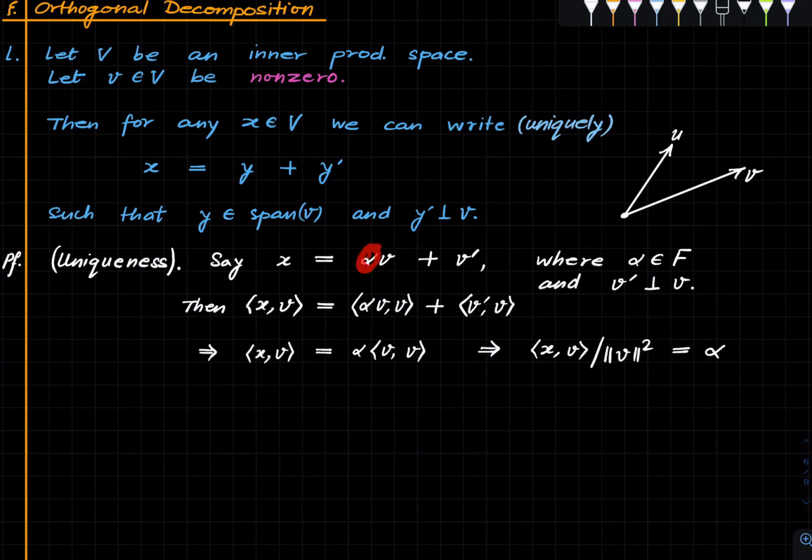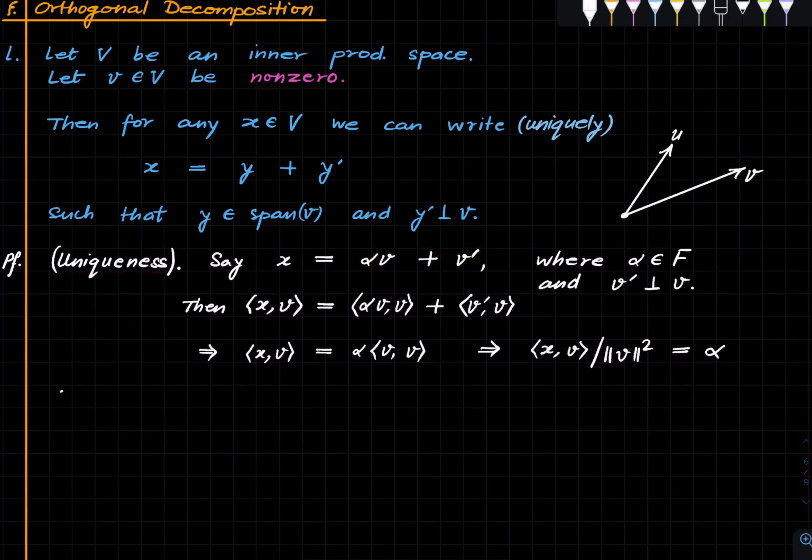So there is only one alpha. If at all you can decompose x in this fashion, there is only one alpha that can do it, which is this, which we can just explicitly write down. And since there is only one alpha that can do it, there is only one v prime that can do it because you just shift it to the left side. So you can also explicitly write this down if there exists such alpha and v prime. So that finishes the proof of uniqueness, and the proof of existence just comes out of it.